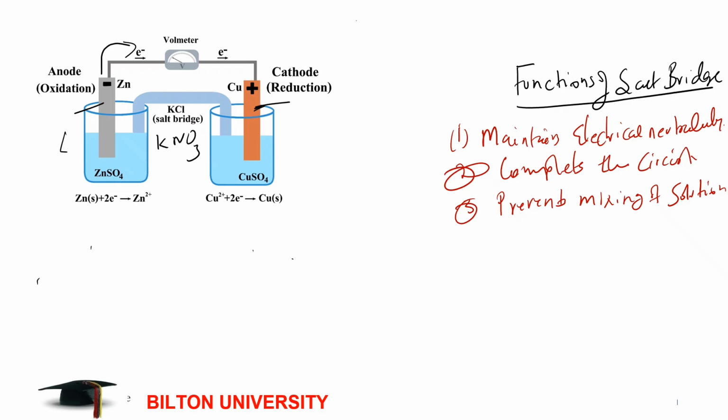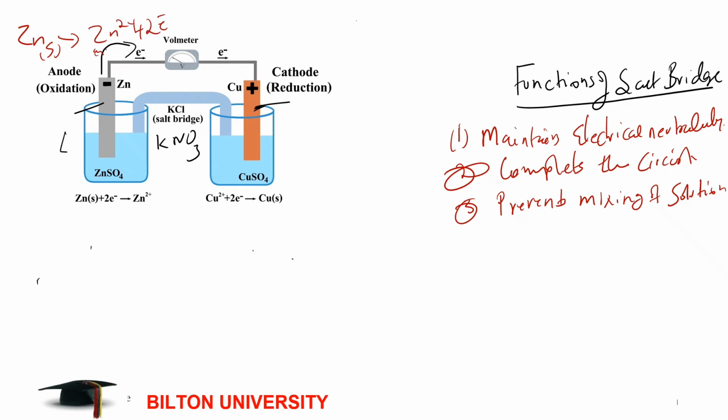We also have two different solutions. We have the zinc sulfate on the anode side and copper sulfate on the cathode side. So for the reactions which take place here, one is called the anodic reaction, meaning the reaction taking place at the anode side. Here in this case we have the zinc. So in the anodic reaction, zinc, which is solid, will be oxidized to zinc 2 plus plus 2 electrons.